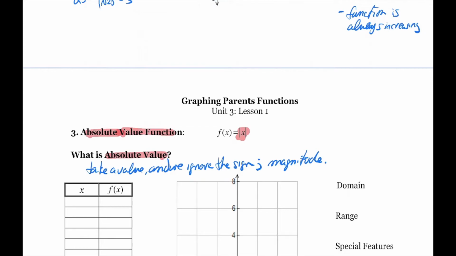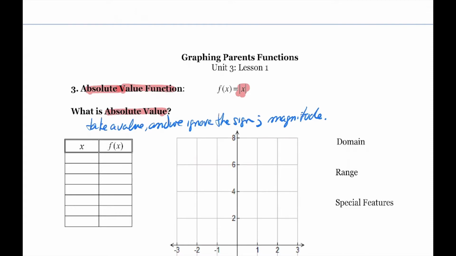If we look at the number line, when we have positive values, we go to the right. But when we have negative values, we go to the left of the 0 on the number line. So we still go a certain amount, it's just that we're going in a different direction. So that's what absolute value, or the magnitude, really means.